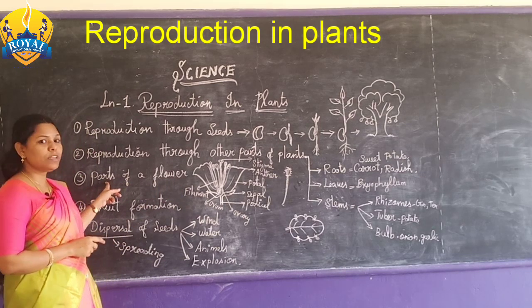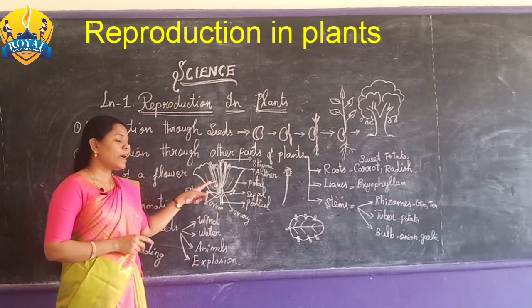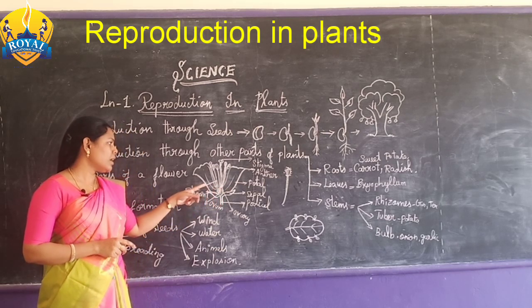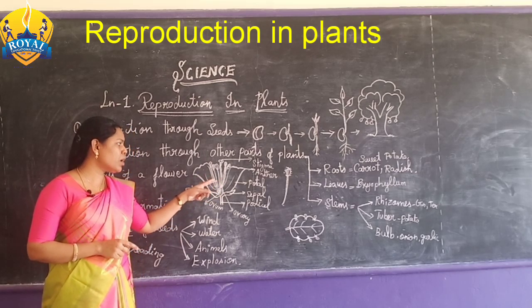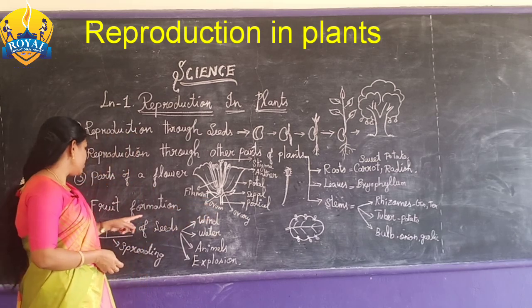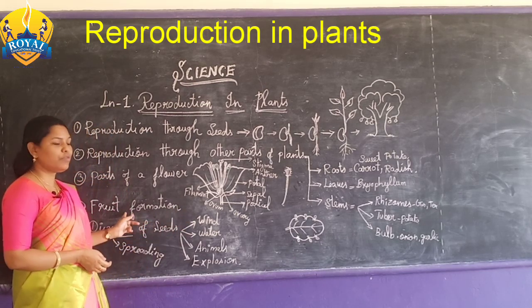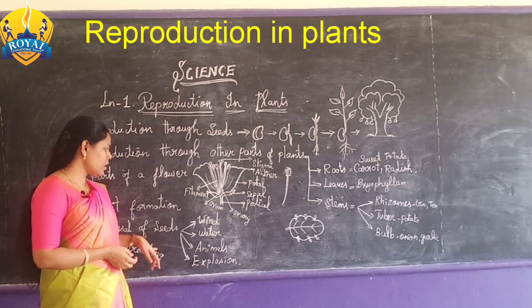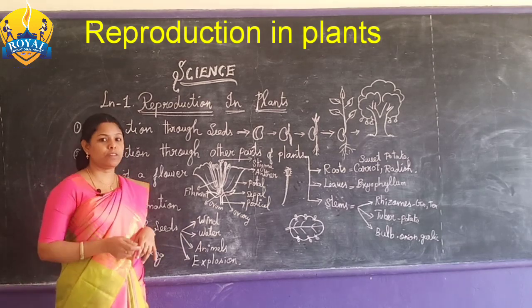Next we learned about the parts of the flower. The flower has a male part, the anther and filament, which is otherwise called the androecium, and the female part, the stigma, style, ovary and ovum, which is otherwise called the gynoecium. Then we saw how the fruit forms. At last we saw the dispersal of seeds by wind, water, animals and explosions.